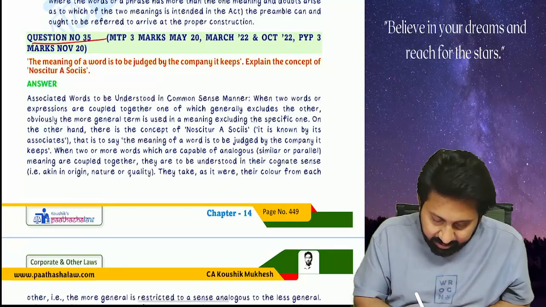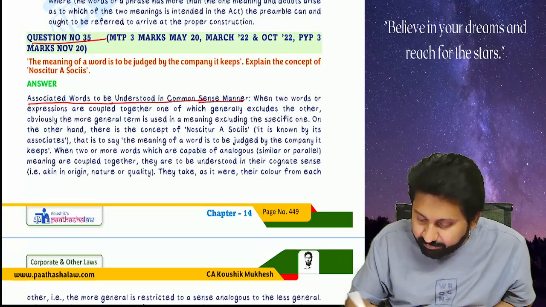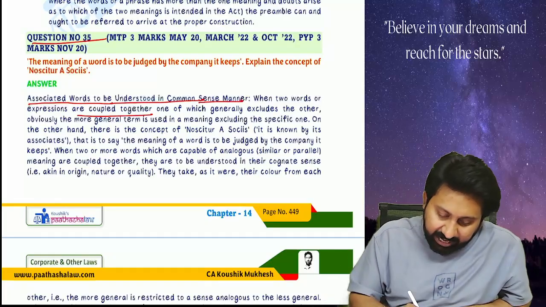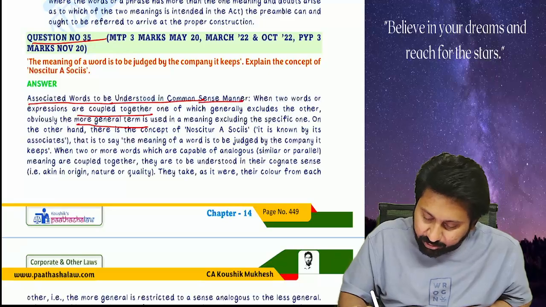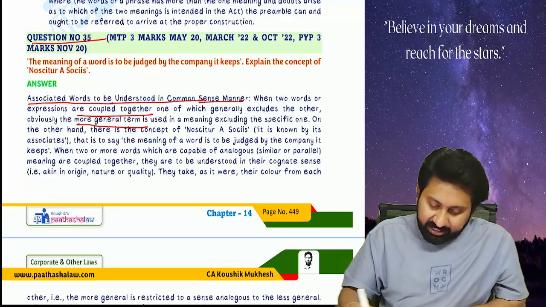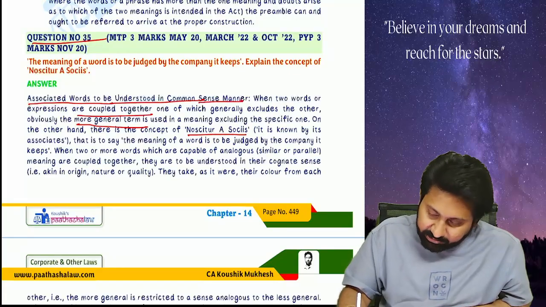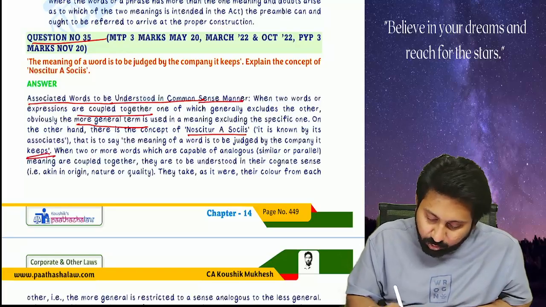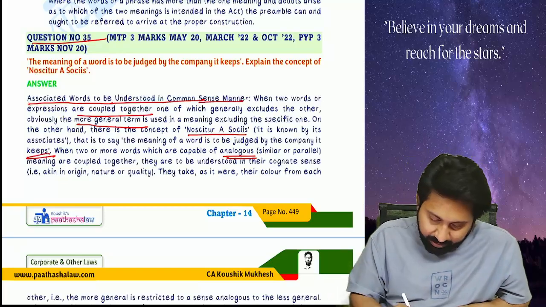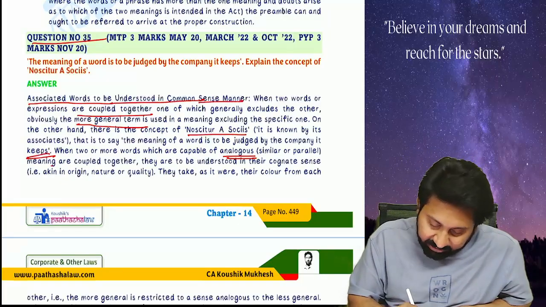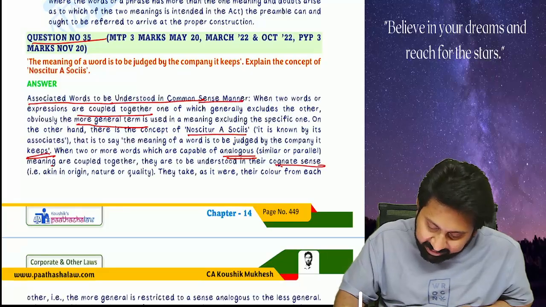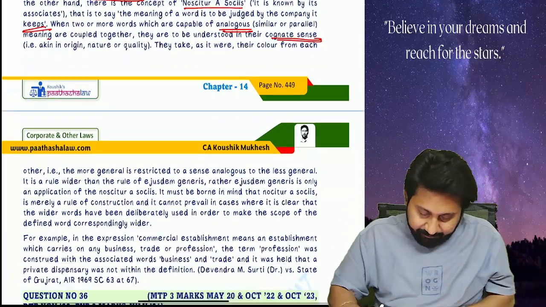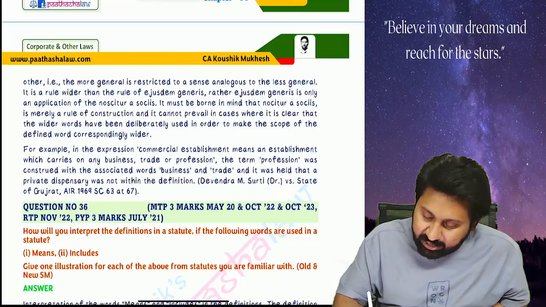35. What is this? Associated words to be understood in a common sense manner. When two or more expressions are coupled together, one of which generally excludes the other, obviously the more general term is used in the meaning excluding the specific one. On the other hand, there is a concept of Noscitur a sociis. It is known by its associates. That is to say, the meaning of the word is to be judged by the company it keeps. When two or more words which are capable of analogous meaning, similar, are coupled together, they are to be understood in their cognate sense, in the same sense. They take as it were their color from each other. The more general is restricted to a sense analogous to the less general.